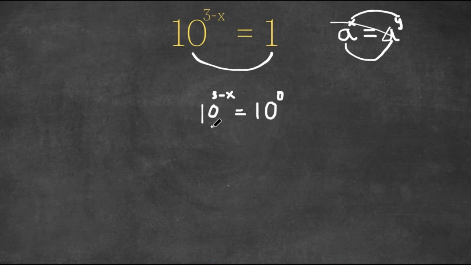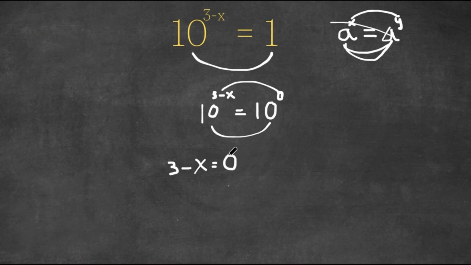Now notice how these two bases are the same, just like this one. And think of 3 minus x as x and the 0 as y. Because these two bases are the same, then that means that these two exponents are the same as well. So we can just ignore the bases for now and just set 3 minus x equal to 0.